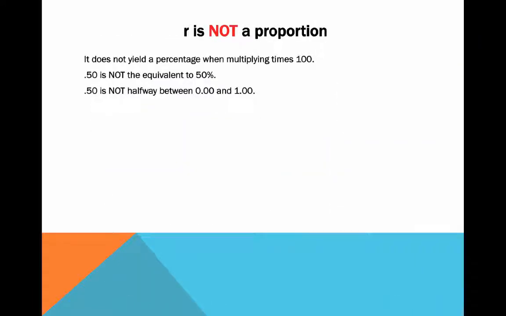Okay, r is not a proportion. The last section we covered proportions. Don't think about proportions at all right now. It does not yield a percentage when multiplying by 100. You're not going to even do that. Don't even think about it. 0.5 is not the same as 50%. 0.5 is also not halfway between 0.00 and 1, not at all when it comes to Pearson's r.